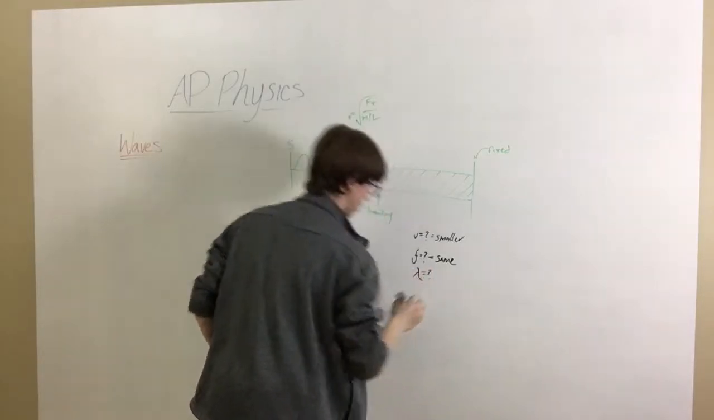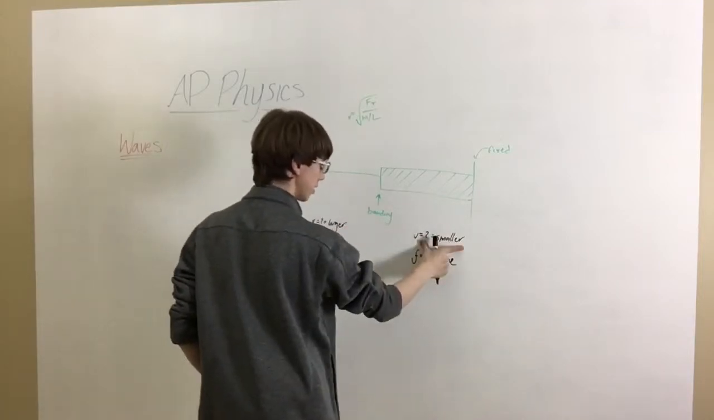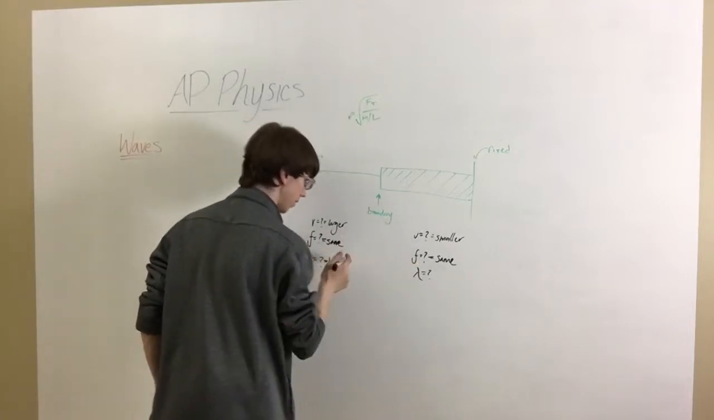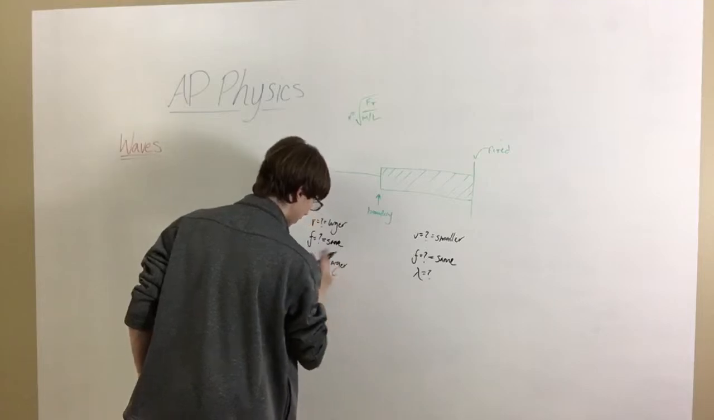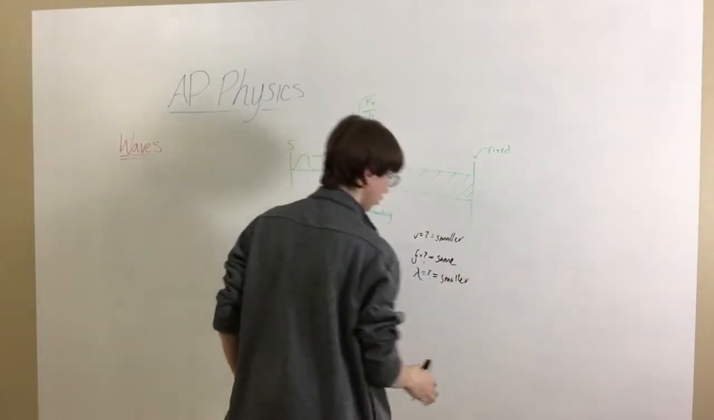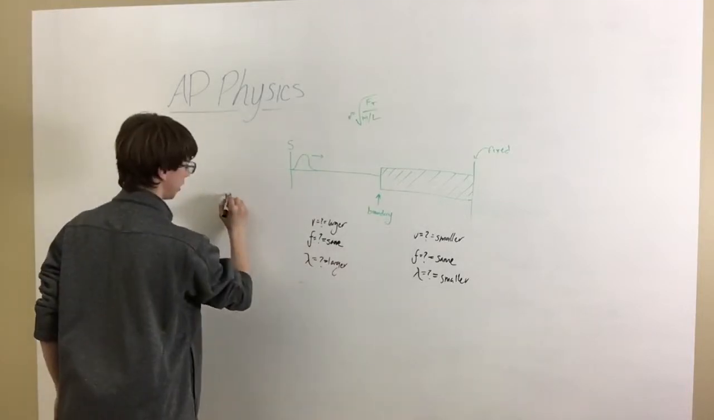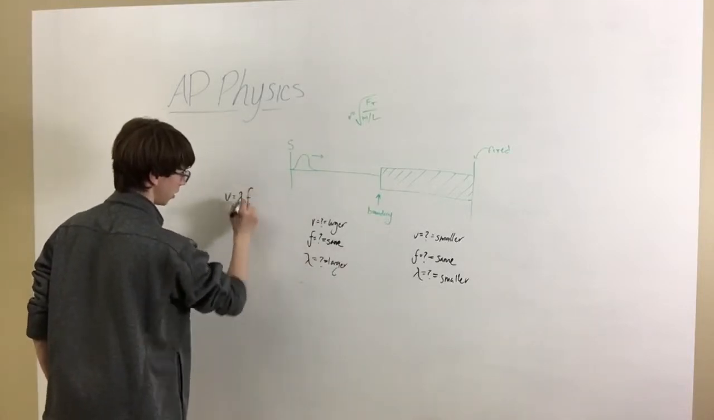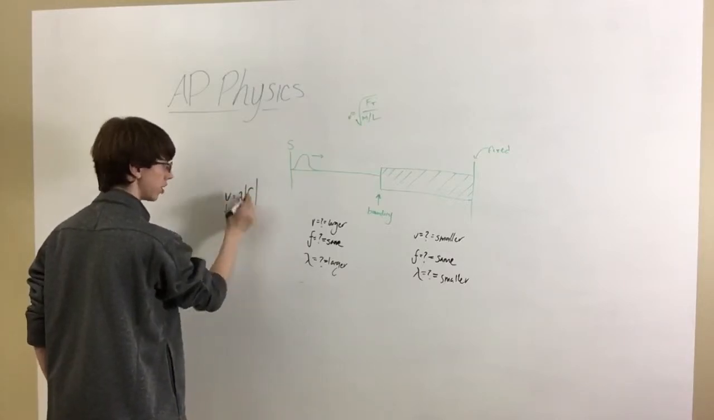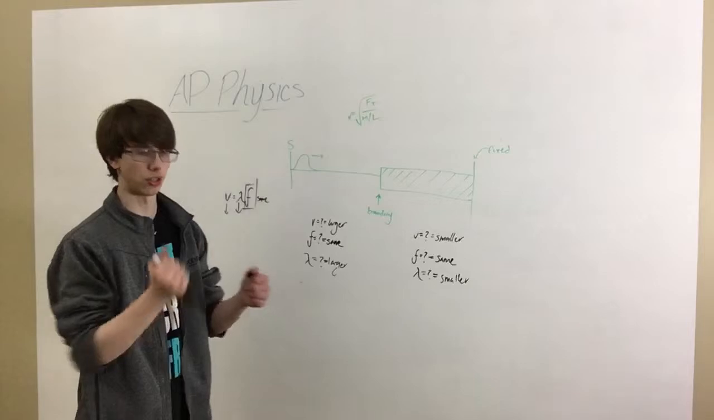Well, since this has a larger velocity than this one, and since they have the same frequency, they have to have a different wavelength. So this wavelength has to be larger, and this one has to be smaller. Why? Because velocity is equal to the wavelength times the frequency. If the frequency stays the same and the velocity goes down, one of these has to change, but the frequency stays the same. So the wavelength has to go down as well in order for the velocity to actually decrease.